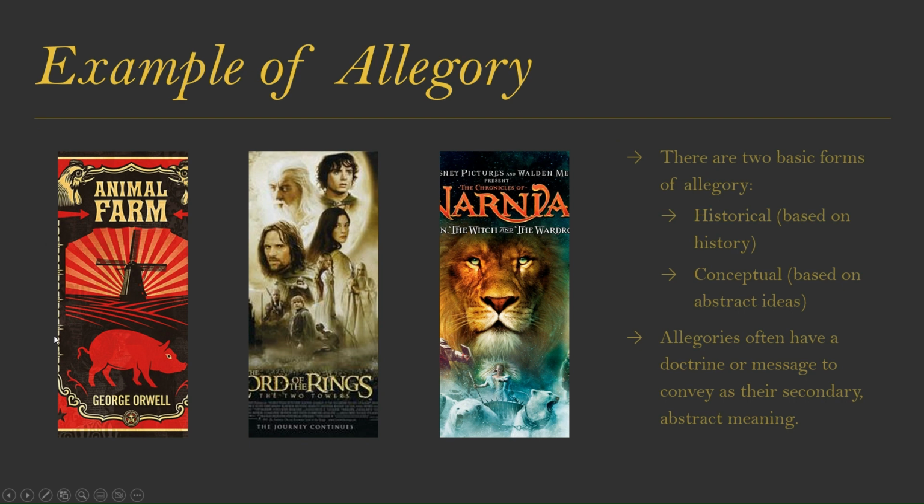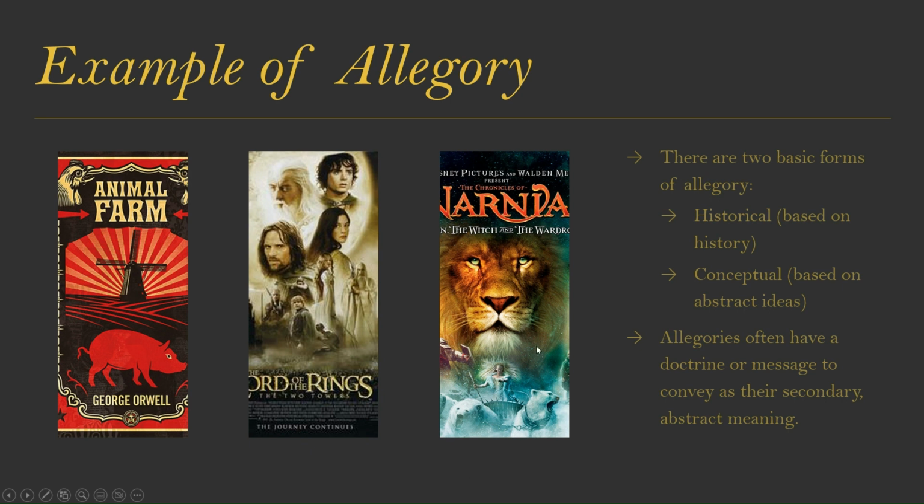You can have allegories that are historical. So, for example, Animal Farm is an allegory where there's a literal story involving animals, but there's an allegorical story about the Cold War. That's based in history. Lord of the Rings has multiple allegorical interpretations, but one of them is that it is literally about the hobbits and the One Ring, but the allegorical meaning is that it's an allegory of World War II. They stand in for figures of World War II. Those are historical. You can also have a conceptual one.